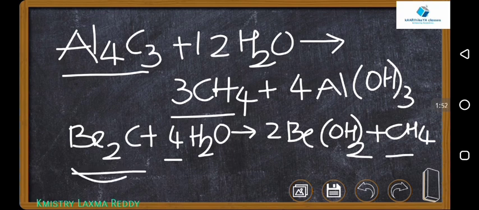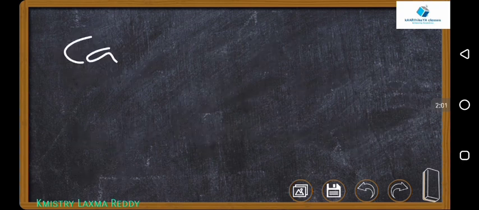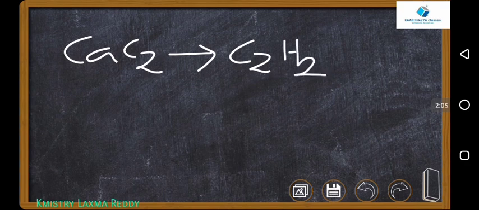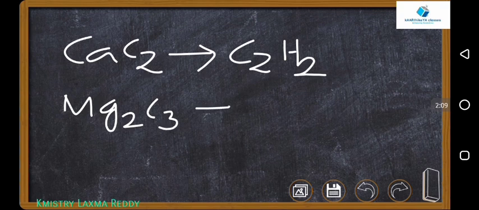Don't think that all carbides will give you methane only. It all depends. Aluminium carbide gives methane. Beryllium carbide also gives methane. But if you see, calcium carbide gives you acetylene, whereas Mg2C3 gives you C3H4, propyne.